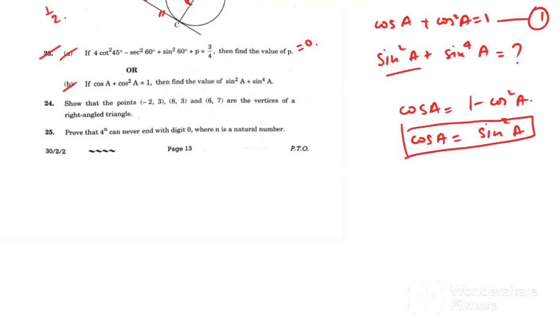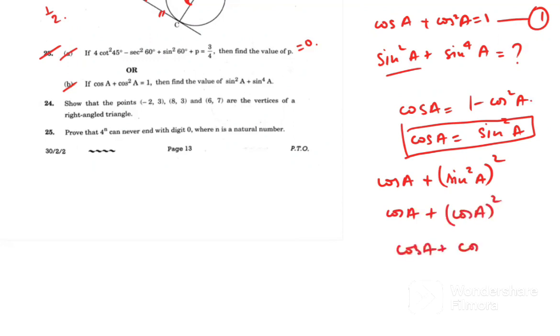So instead of sin square, I can write cos A. And then sin power 4A is nothing but sin square A whole square. Right? Now what is sin square? Sin square is cos A. So I can write here cos A whole square. So we get cos A plus cos square A. So cos A plus cos square A is 1, in equation 1 it was 1. Therefore, the answer is nothing but 1. Alright? So I hope this question is clear to you.